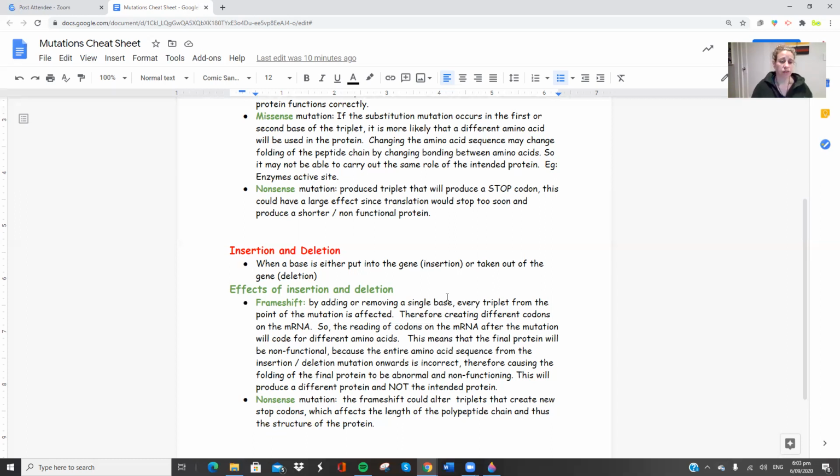Another possible effect of insertion and deletion is a nonsense mutation. And the frame shift could alter the triplets that create new stop codons, which affect the length of the chain and the structure of the protein. So same deal as the substitution. When there's nonsense mutation, stop codons created, therefore there'll be no translation after that. So instead of being this long, the amino acid chain will be this long, so it will not fold in the same way.